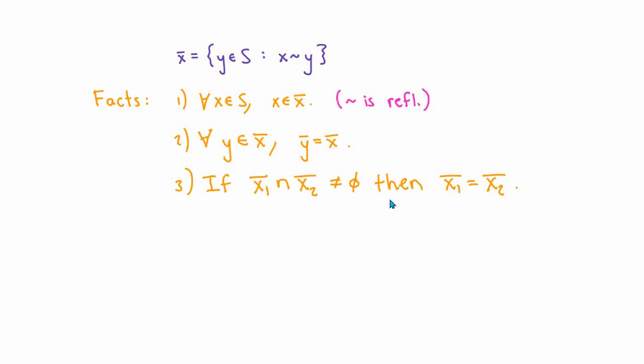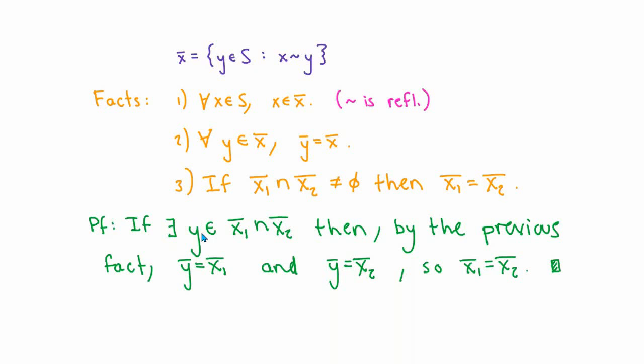This fact actually follows pretty easily from fact number 2, and the reason is that if there's an element y in the intersection of x1 bar and x2 bar, then applying fact number 2 to y and x1 bar gives that y bar is equal to x1 bar. But applying fact number 2 to y and x2 bar gives that y bar is equal to x2 bar. Therefore, x1 bar is actually equal to x2 bar. These 3 facts are pretty fundamental, and we'll use them again later.